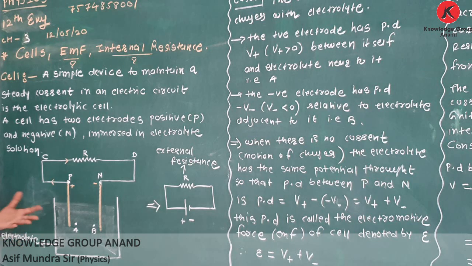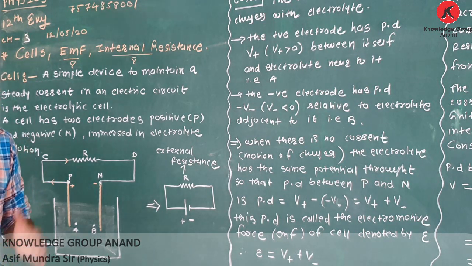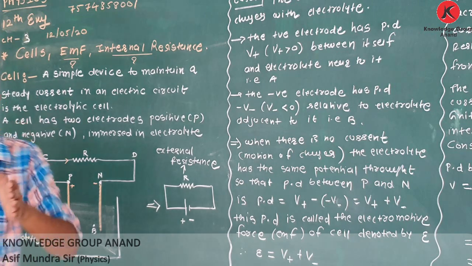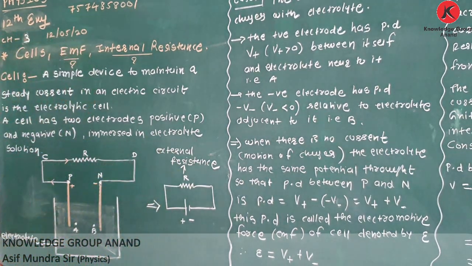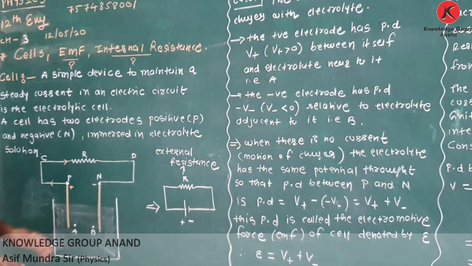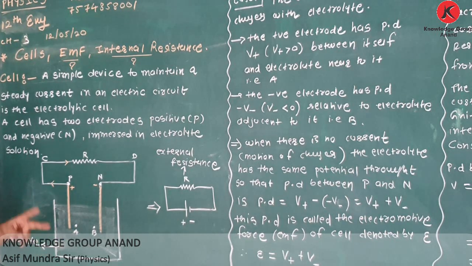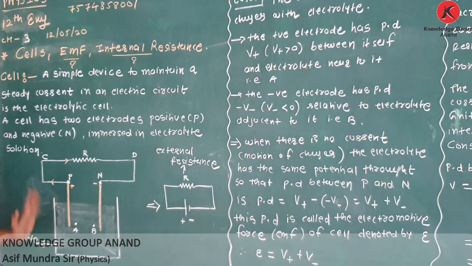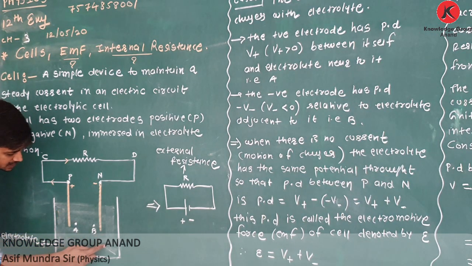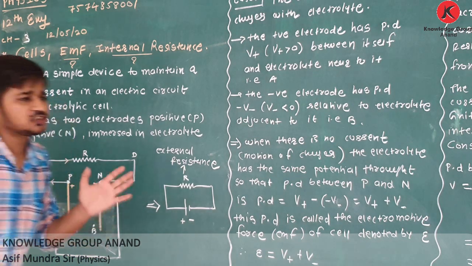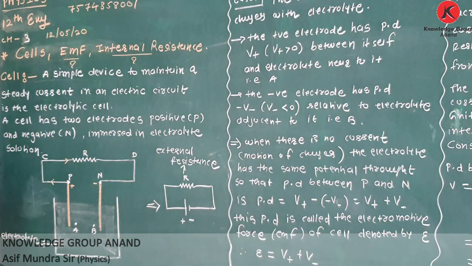For example, in a lead accumulator, we have H2SO4. Then we have two ions, a positive ion and a negative ion, H2 plus and SO4 minus. In this electrolyte solution, we will have two types of ion, and these two ions will move in mutually opposite directions. Positive ions will move towards the negative electrode, negative ions will move towards the positive electrode. So there is exchange of charges with the electrolyte. Electrodes will exchange charges with this electrolyte.